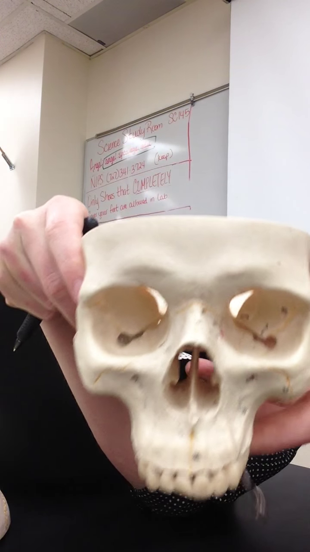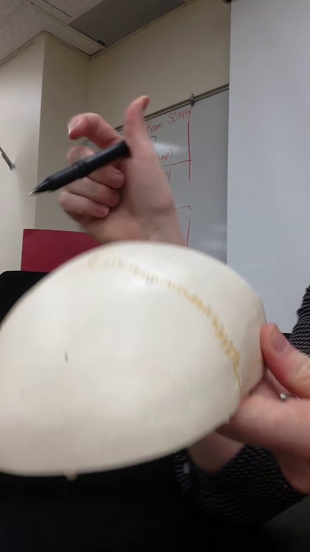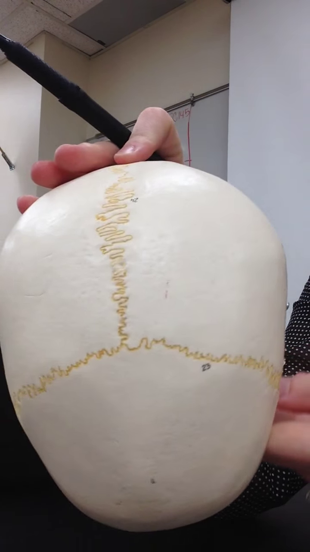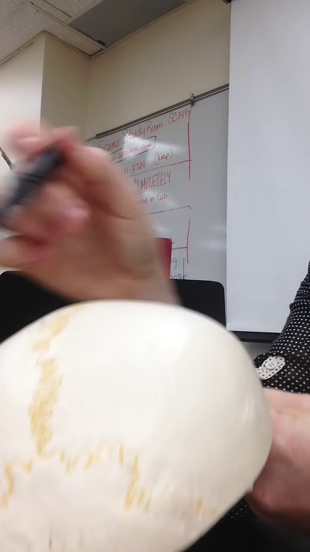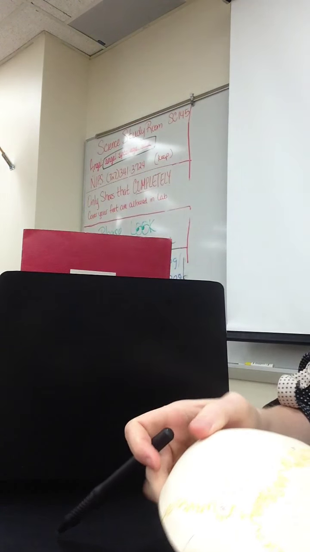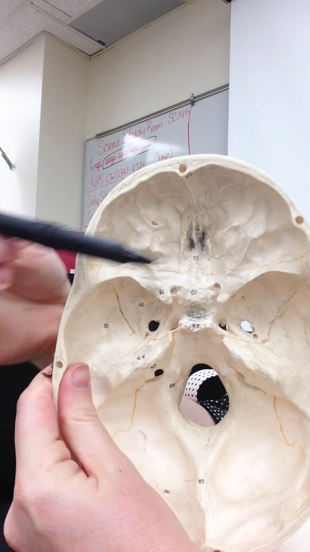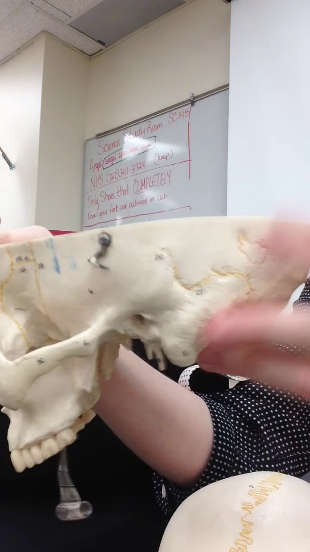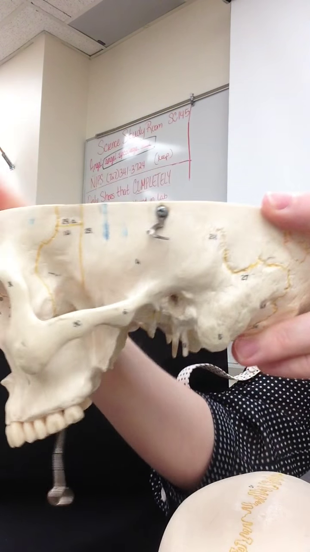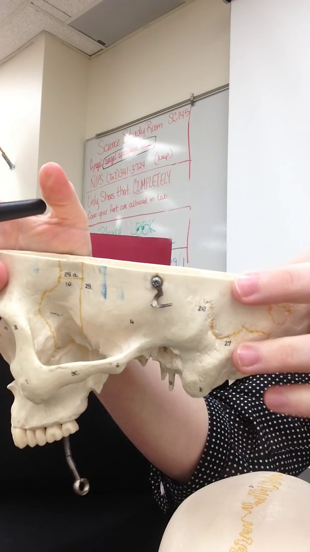So that concludes it. We had our frontal here, our two parietals, the occipital, the sphenoid here, and then our ethmoid, and then our temporals. So that concludes the 8 cranial bones.